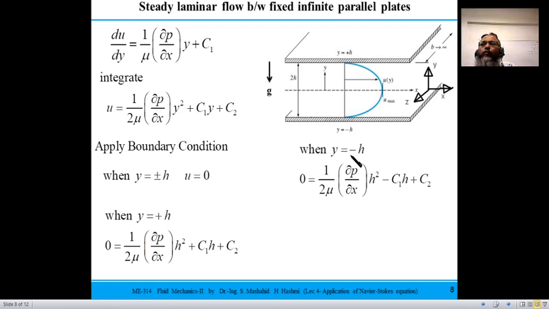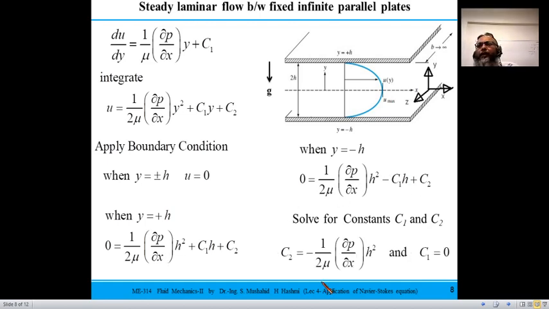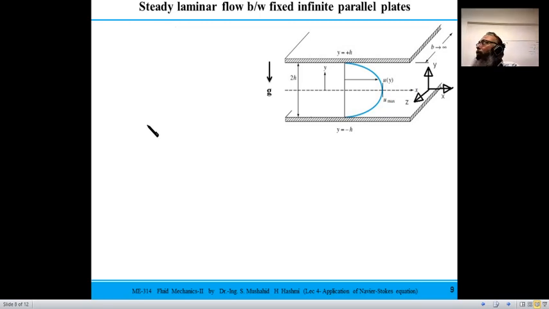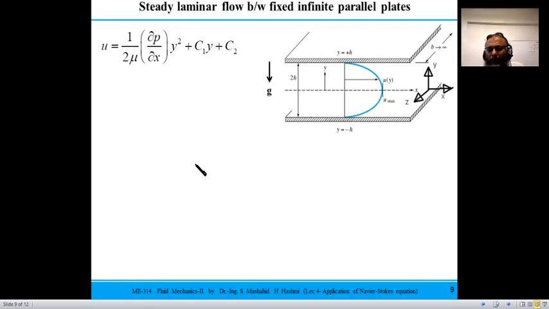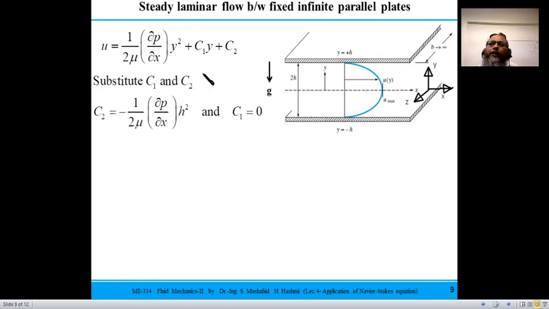So velocity is 0 when y is minus h. So you have two sets of equations. The next thing is to solve for these constants c1 and c2. If you simultaneously solve, you get the value of c1 as 0, and you get the value of c2 as something like this. So what you need is to substitute c1 and c2 back into this equation to get your velocity profile.